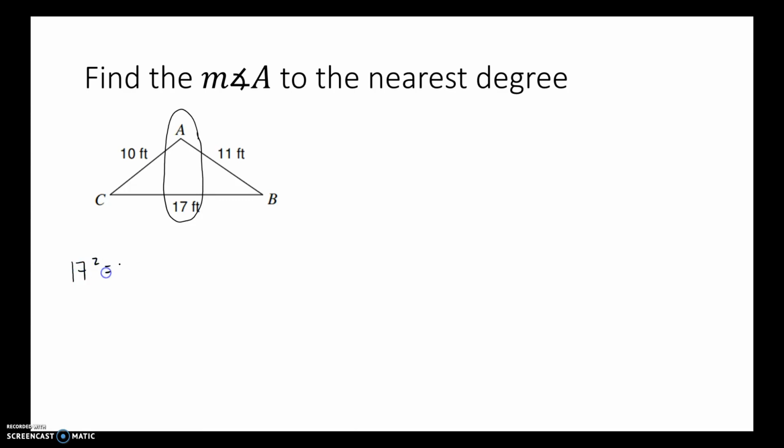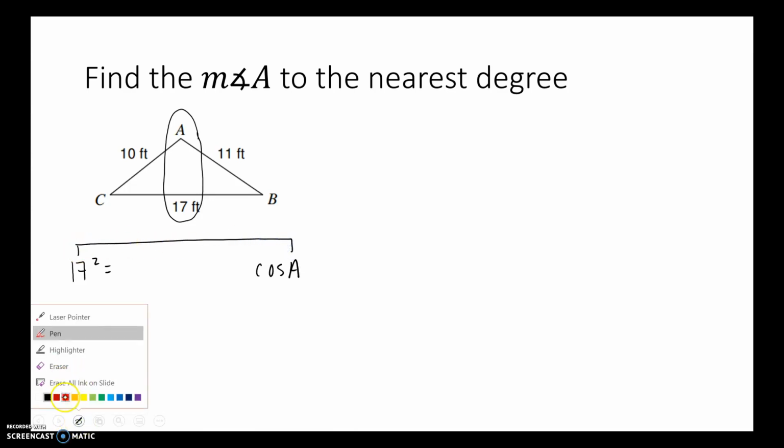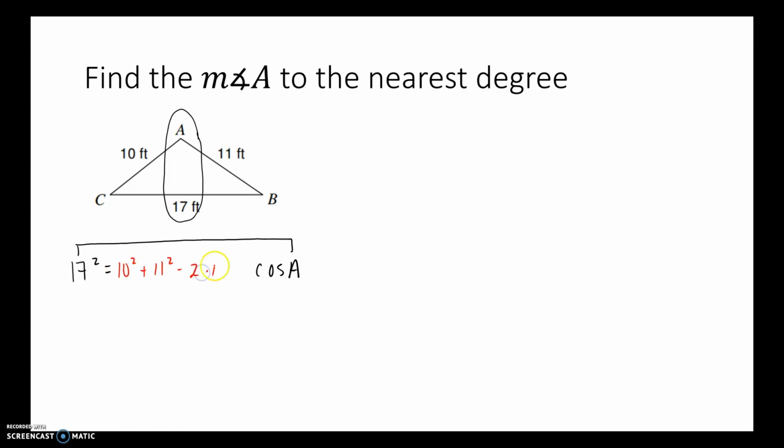Here's my side length. Here's the cosine of its corresponding side. They're opposite of each other in the triangle, and now the order of the other 2 side lengths doesn't matter. 10 squared plus 11 squared minus 2 times 10 times 11 times the cosine of A.